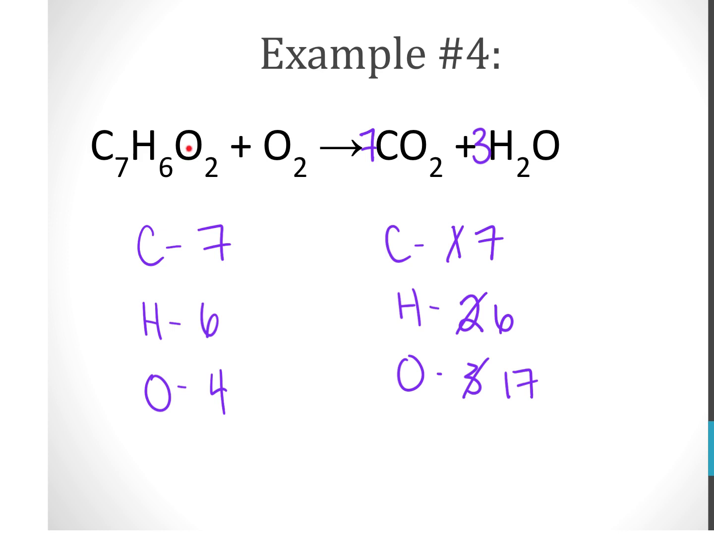Okay, so now we're going to look at the left side. Between these 2 sets of oxygens, they have to equal 17. So how many are right here? 2. What's 17 minus 2? 15. So that means we have to make this one equal to 15. What times 2 equals 15? Okay, go ahead and lightly pencil that in.